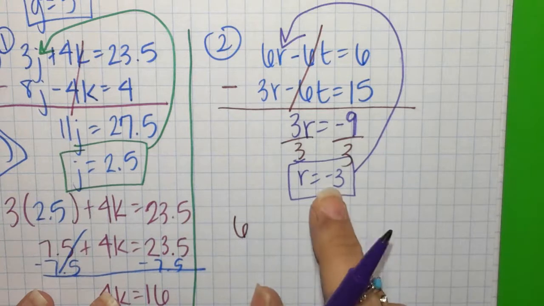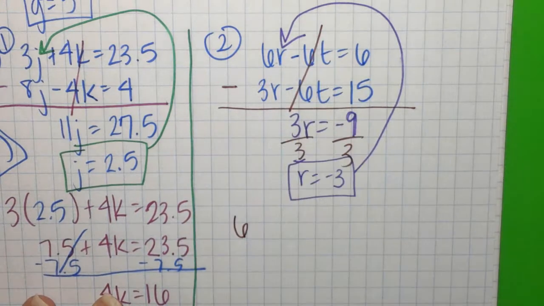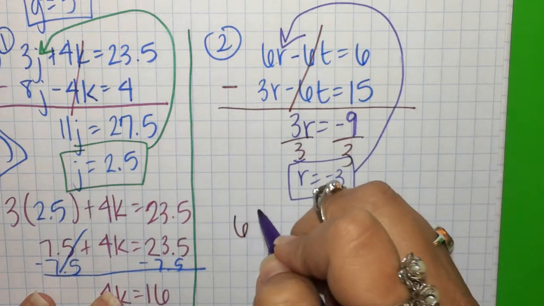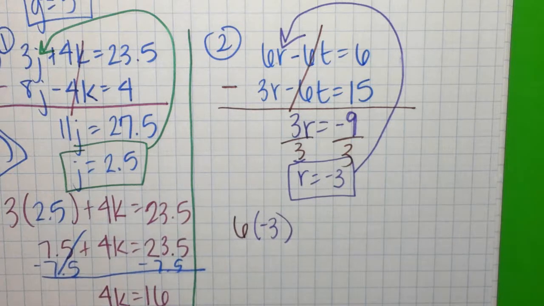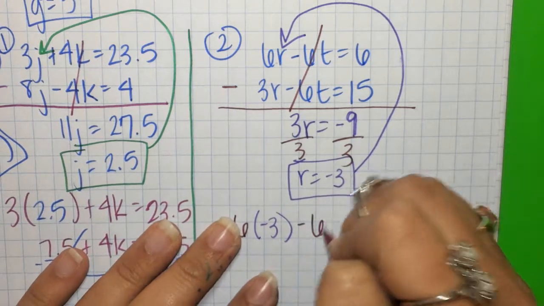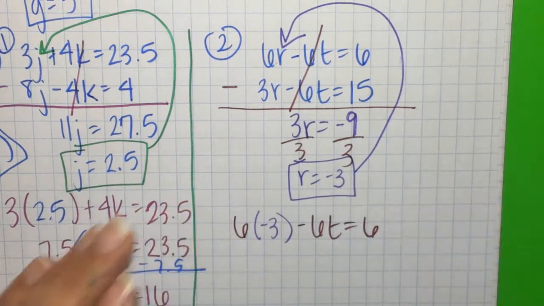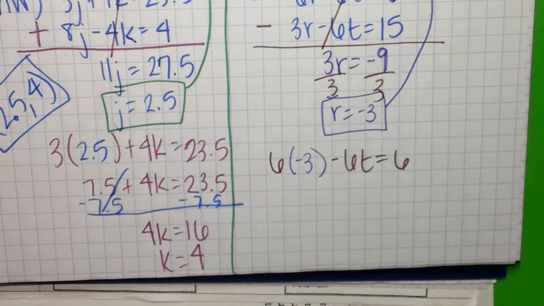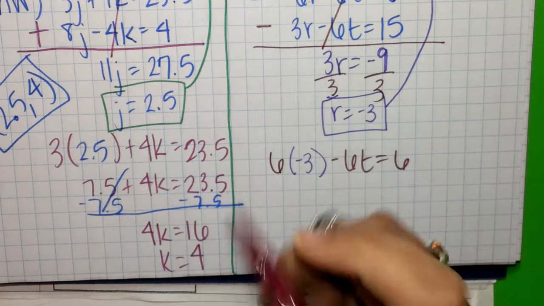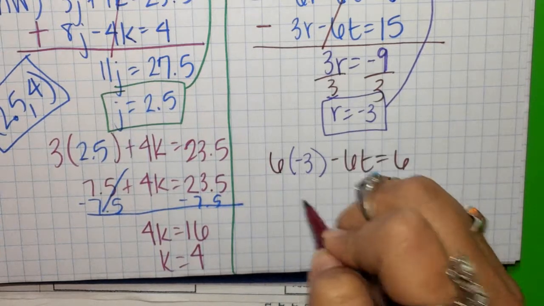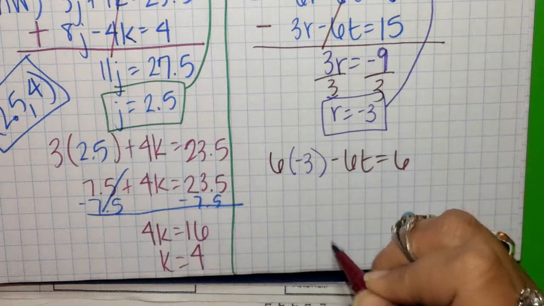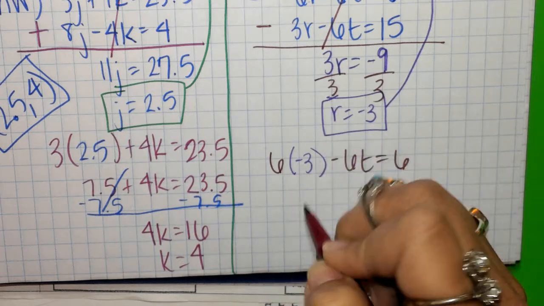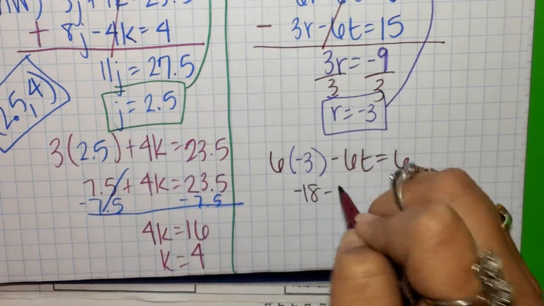Now, Natalie, am I going to plug this -3 into R or T? R, because it says R. Look at you go. So it should say 6... Make sure I'm writing it right. Did I write that correct? Yeah. Okay. Natalie, can you tell me what to do from here? I'm making 6 times -3. And that's what? -18. Take a point.